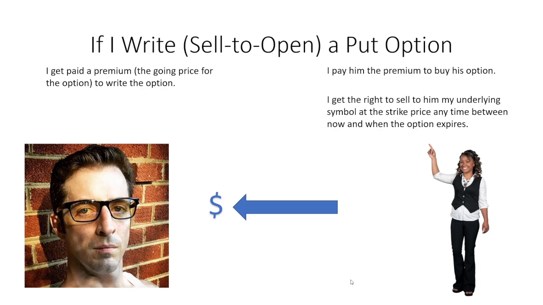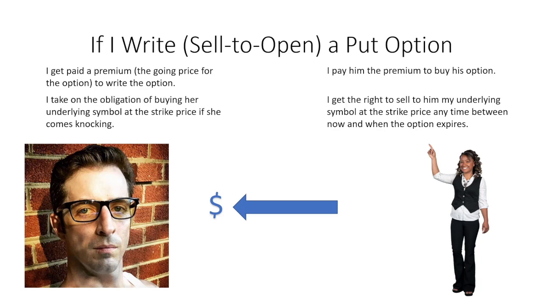That's for an American option. For a European option, of course, that can only be done at expiration. But for an American option, we can exercise that right anytime until the option contract expires. That's the right they get. And I'm going to take on the obligation, for accepting that premium up front, of buying that underlying symbol at the strike price if the person who bought the contract from me, or who owns the contract at the moment, comes a knocking to exercise the contract. So they get a right, I get an obligation.